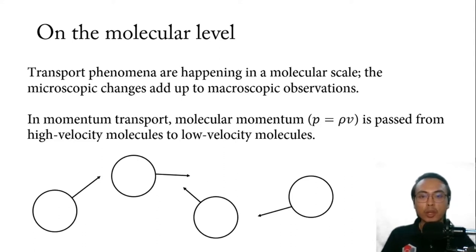Let's first deal with momentum transport. In momentum transport, molecular momentum is passed from high velocity molecules to low velocity molecules. So this involves the collision of molecules in order for them to pass their momentum. Momentum, as defined in physics, is the product of the mass and the velocity of the particle. In this instance, we are using density instead of mass.